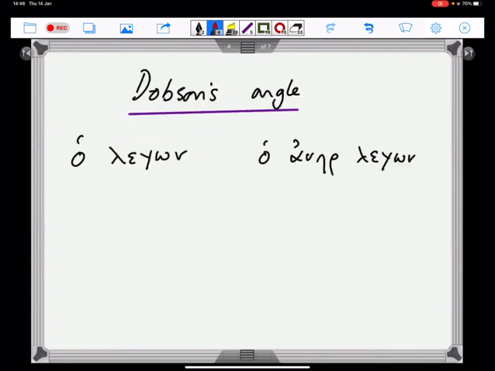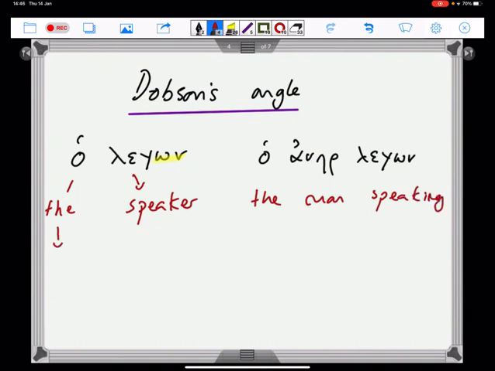Dobson's angle so far is just to give you the basic present form, legon. Here you've got the article, ho, legon, speaking. But what that's shorthand for is the man speaking, because you know that this is nominative masculine singular. So he's immediately said, okay, this is how you form them. They've got -on on the end. We'll look at the form in a moment.